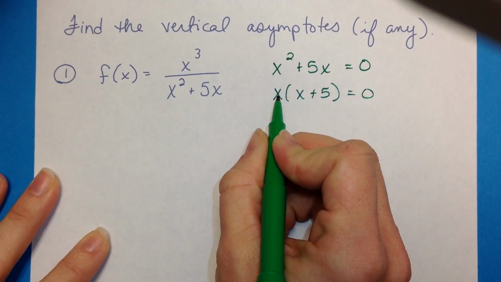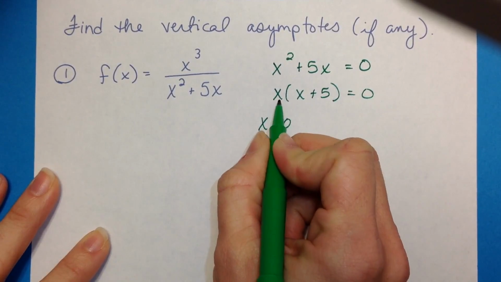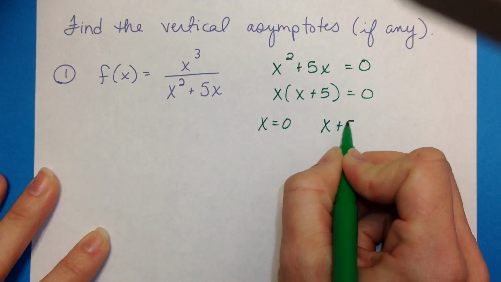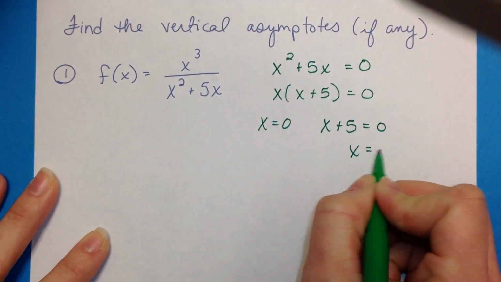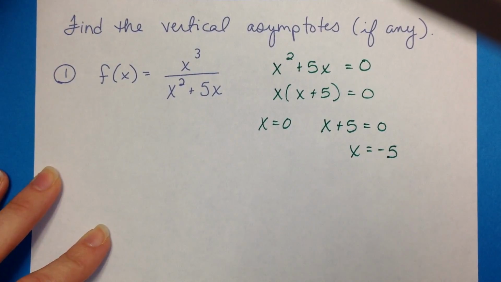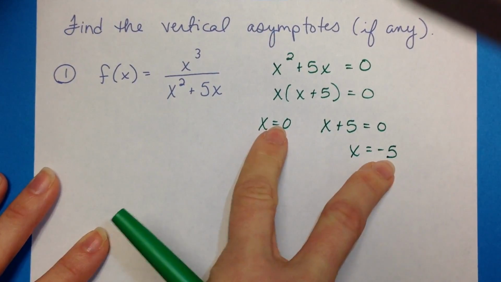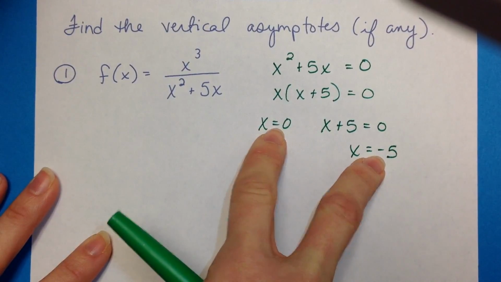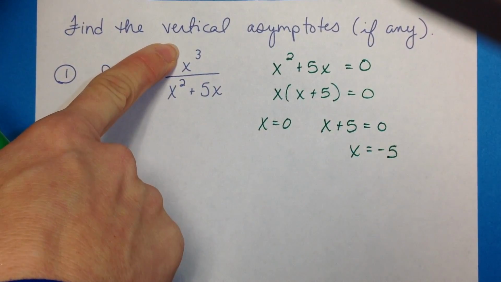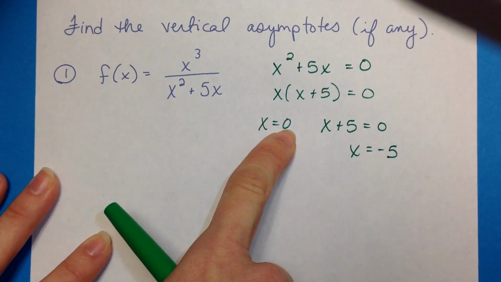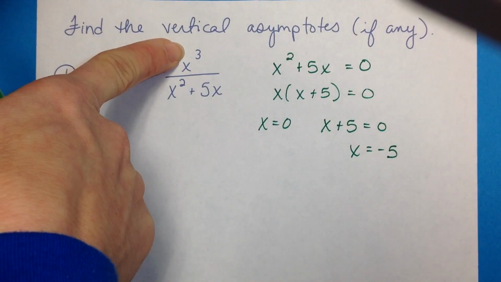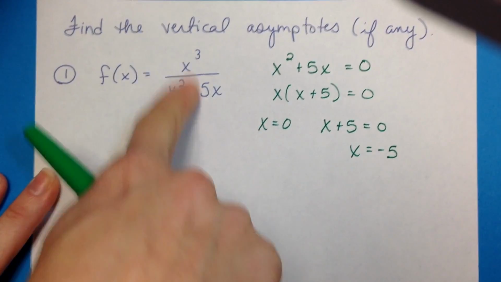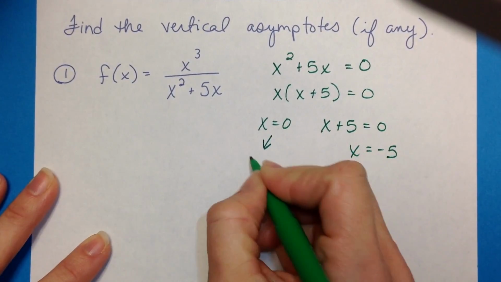Okay, so when I solve this, the first factor being x would give me x equals 0. My second factor of x plus 5 would give me x equals negative 5. Now these you can only refer to as possible vertical asymptotes, because now what you've got to do is take them and check to see what happens in your numerator. So if I substitute 0 in, 0 cubed is 0, so this gives me 0 on the top and the bottom, which means this is a hole.